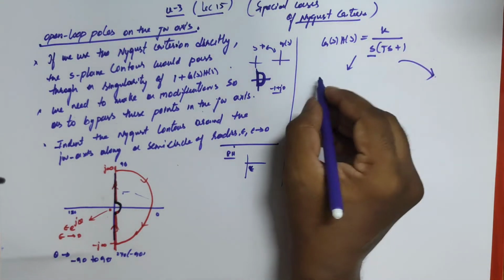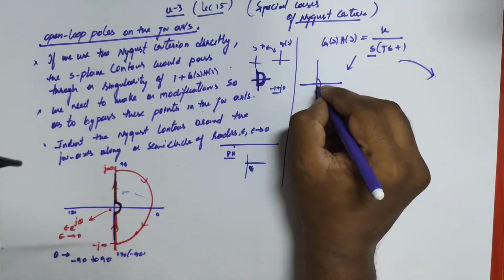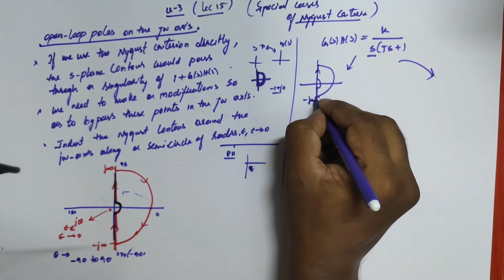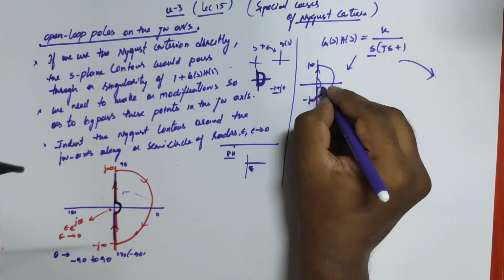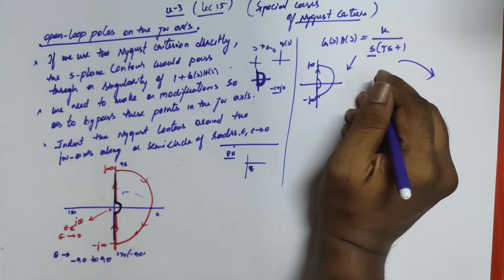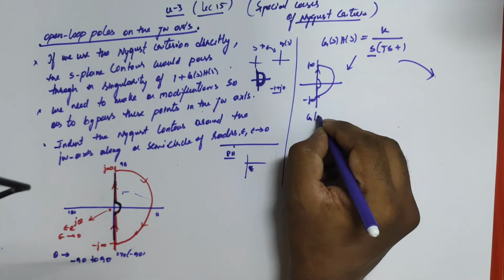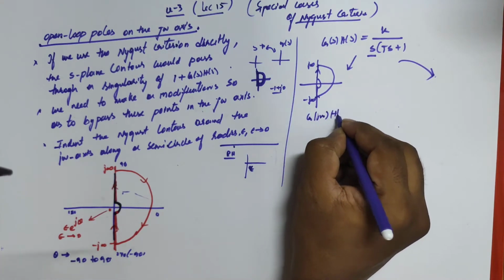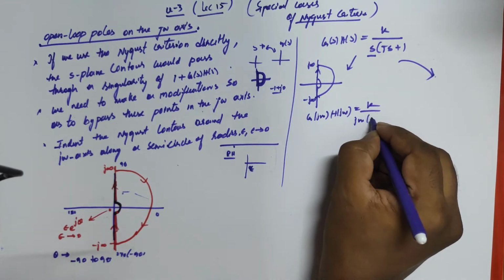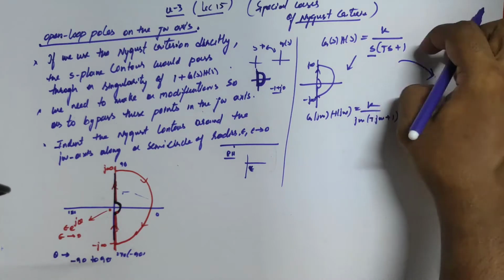Now we know this contour. We have already predetermined the contour. This is my contour. Okay. So this is minus j infinity and this is j infinity. In place of this, I'll substitute s equal to j omega, and H of j omega equals K by j omega into (1 plus j omega) plus 1. Okay. So I'll draw the polar plot.